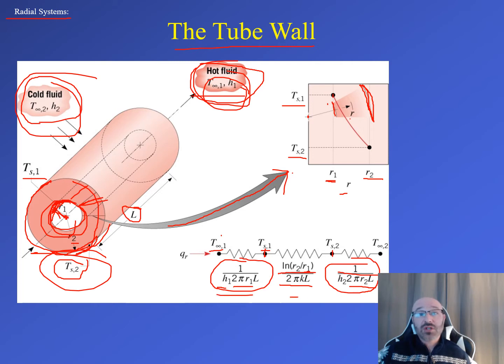So we have convection, conduction, convection. We draw out our thermal circuit the same way we would for the plane wall, but now we're doing it for the tube wall. Again, the difference now is we have these radii, and we have the inner fluid temperature and the outer fluid temperature.